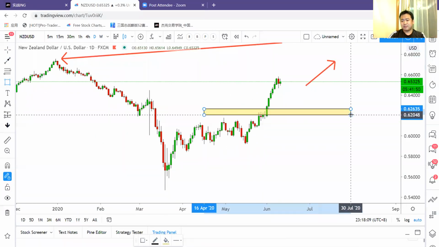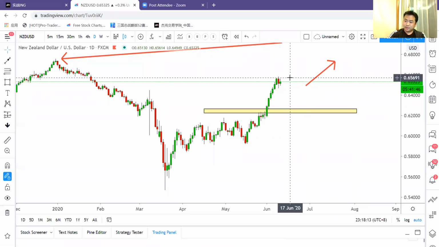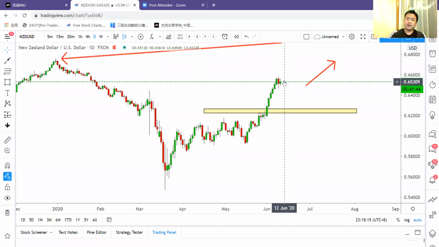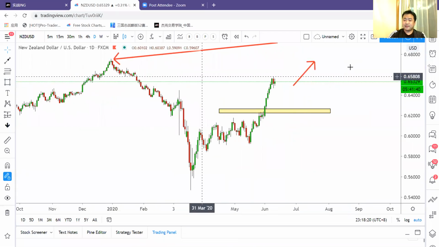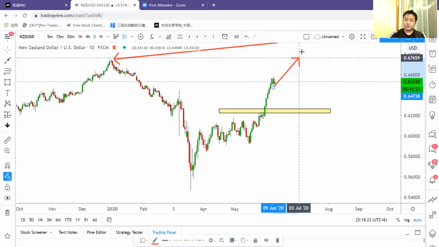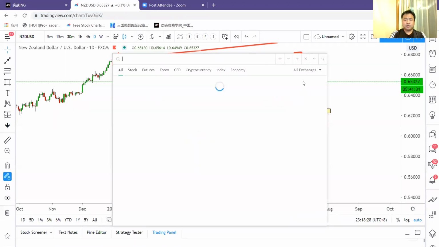Because last time Kiwi rallied from about 0.62, right? Now it's already 0.65, already 350 pips. So since Aussie already goes to this level, I think the Kiwi will catch. So you can still consider buy the Kiwi, right? That's easy money. Good. So let's move on.